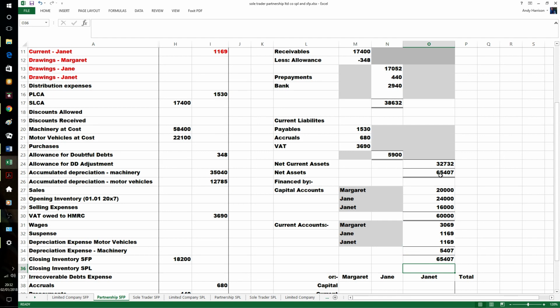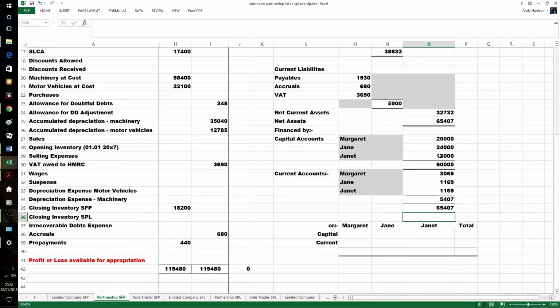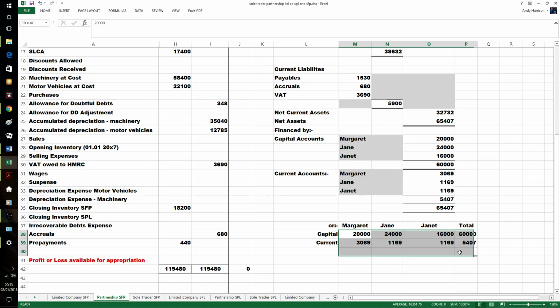65,407 balances off the net assets in the same way as the sole traders did, but showing the breakdown of capital and current accounts. These ones are just a different way of doing the same thing, exactly the same numbers, they're going to add up to exactly the same, so I'm just going to type them in. And then they just need adding up. There we are, 65,407, the same. So two different ways, both perfectly valid.